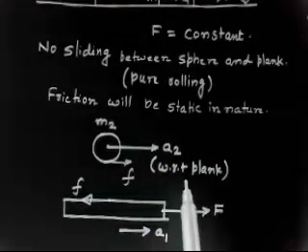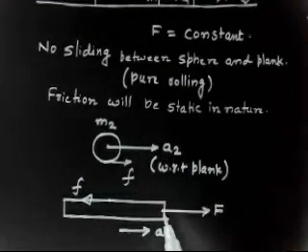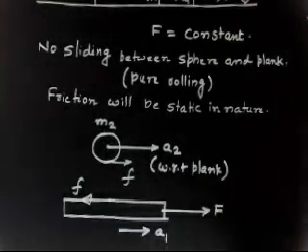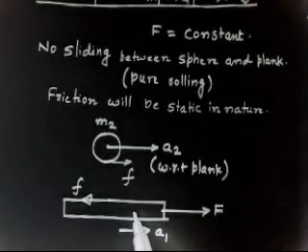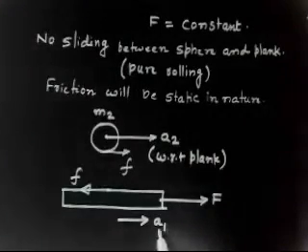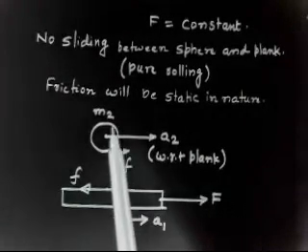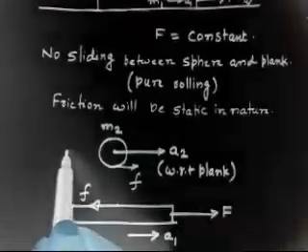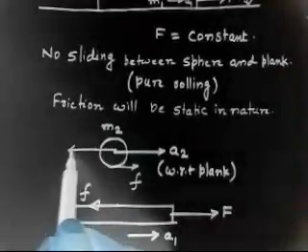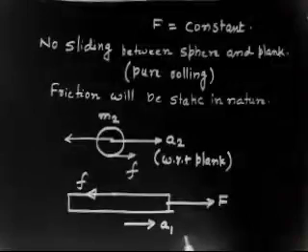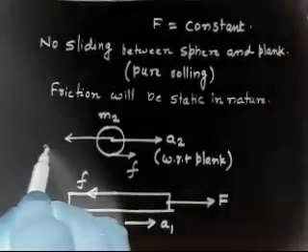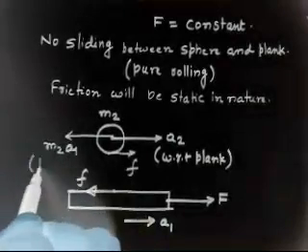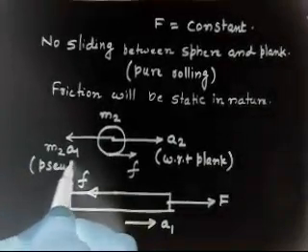Now this sphere has an acceleration of a2 with respect to the plank. The plank itself is a non-inertial frame, moving with acceleration a1. So to write Newton's second law for this object, I have to apply a pseudo force, and pseudo force will be opposite to the acceleration vector. So you will have a pseudo force m2 a1, in the opposite direction.